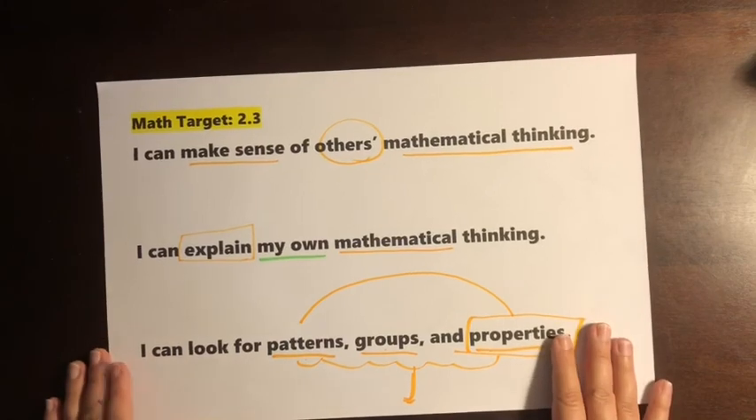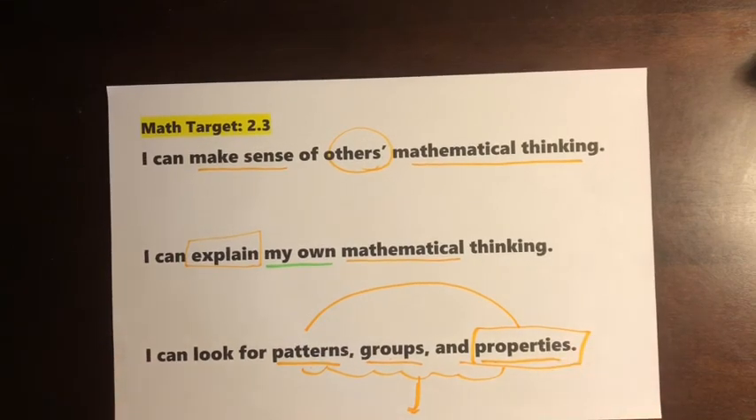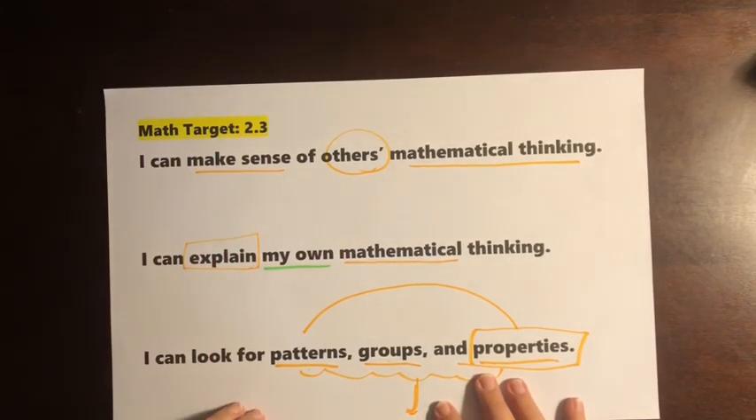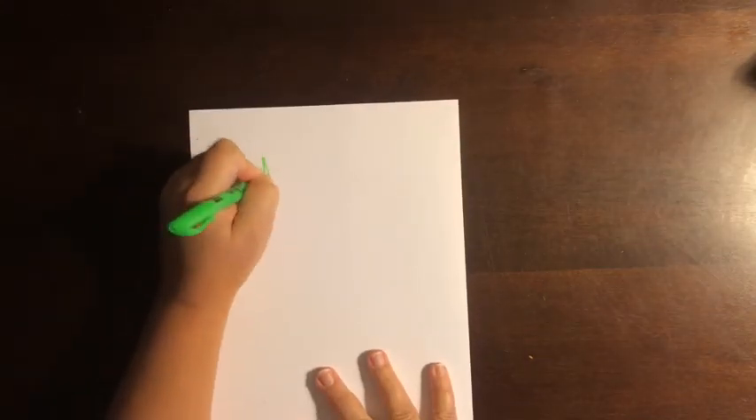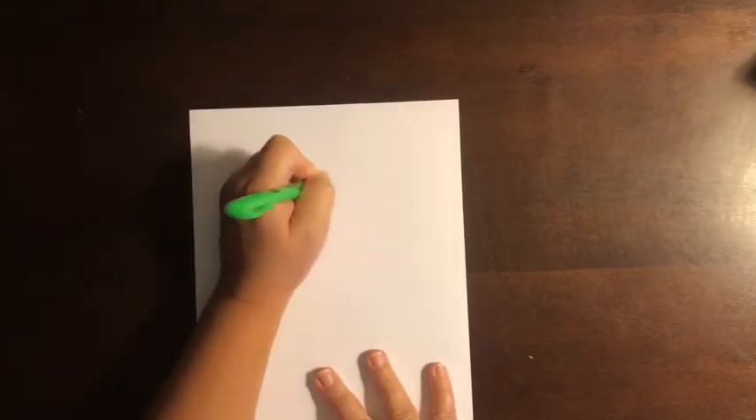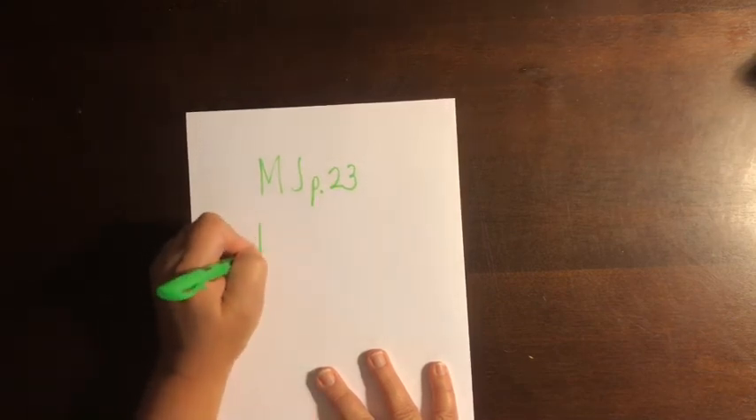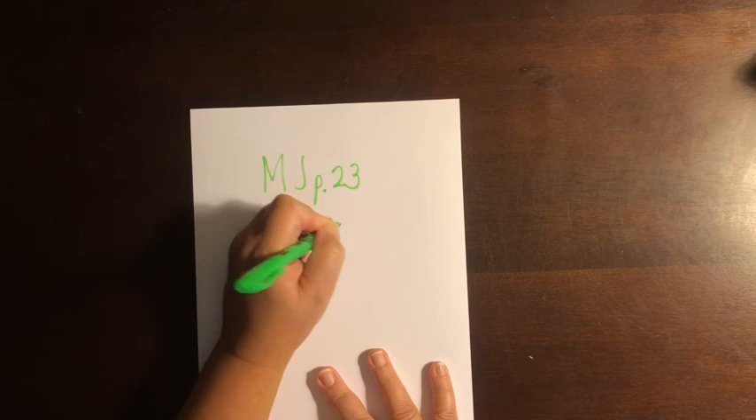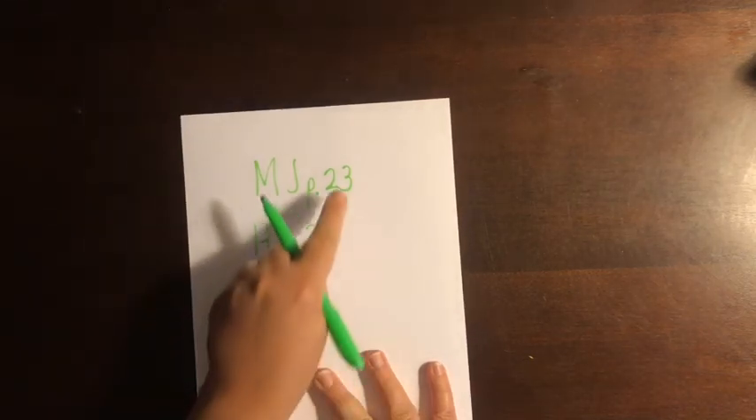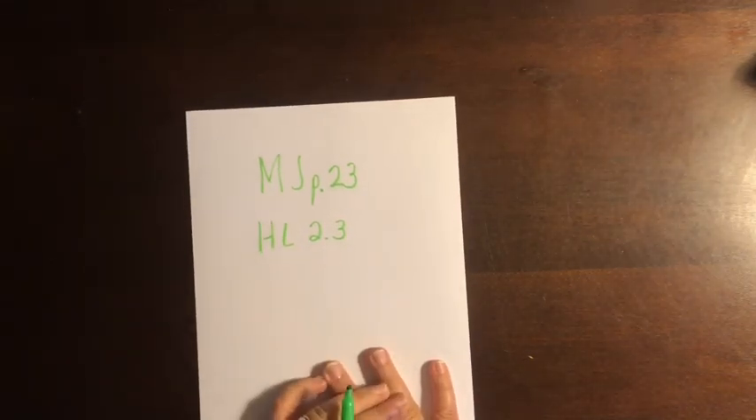All right, boys and girls, that is our lesson for today. This was math lesson 2.3. And when you get finished with this, turn the video off. You have 2 more pages to do. You have to do Math Journal, page 23, and you have to do HomeLink 2.3. Oh, I couldn't have made that any more perfect. Page 23, and HomeLink 2.3.